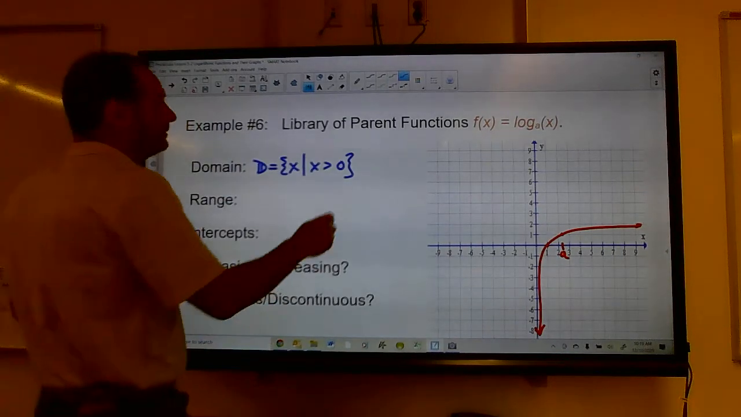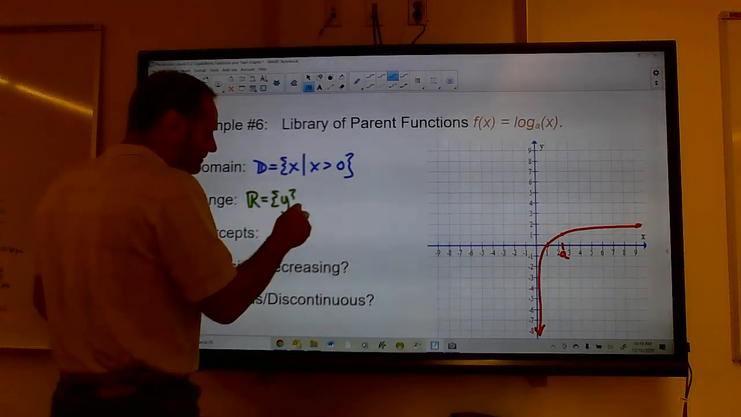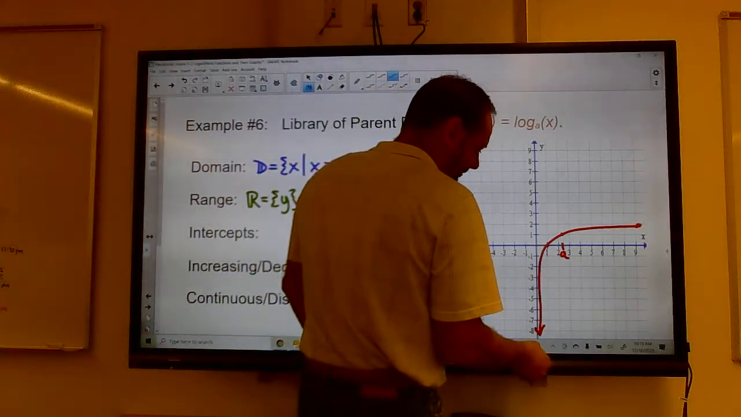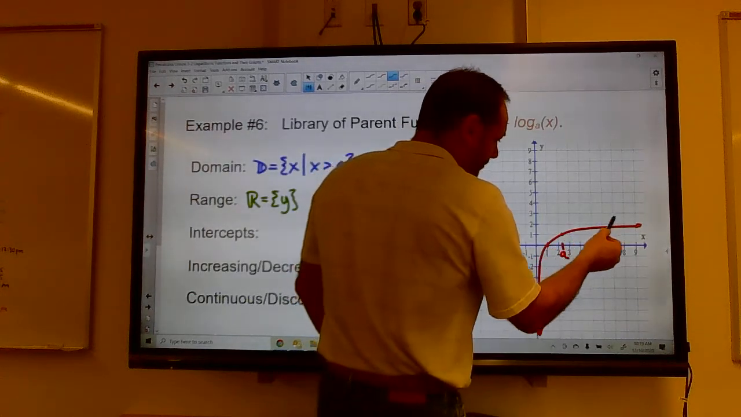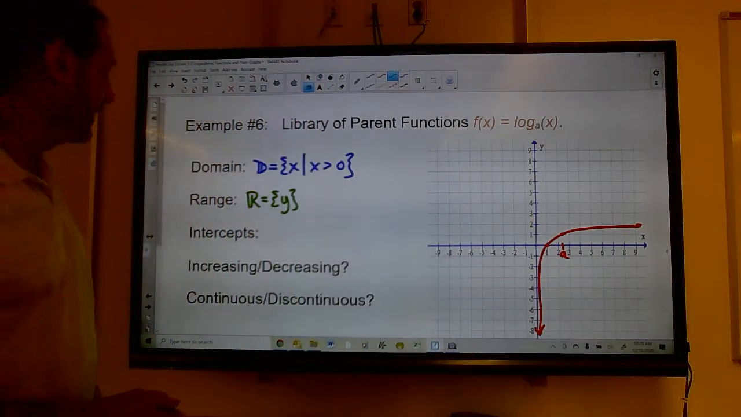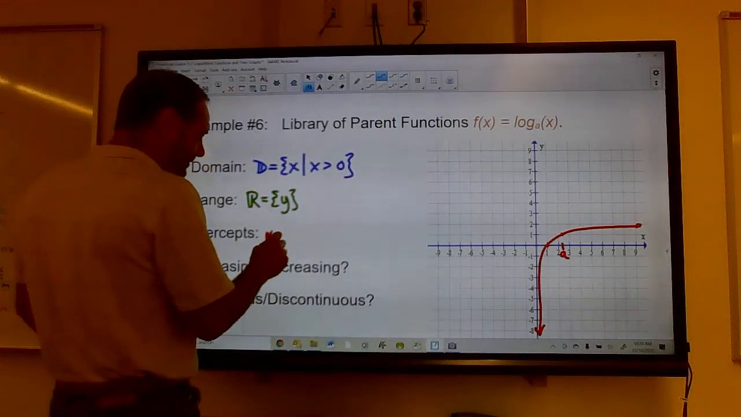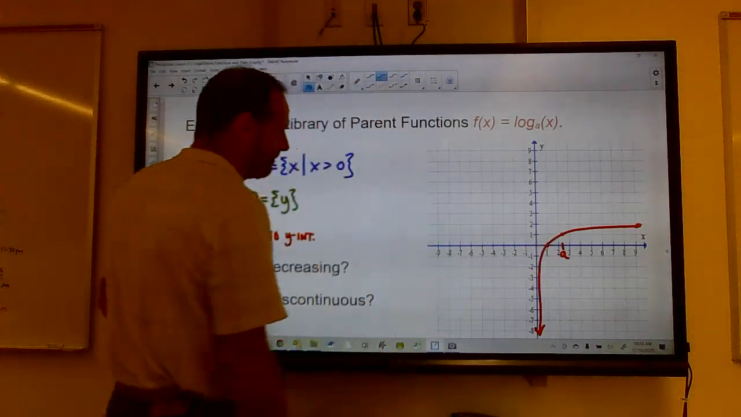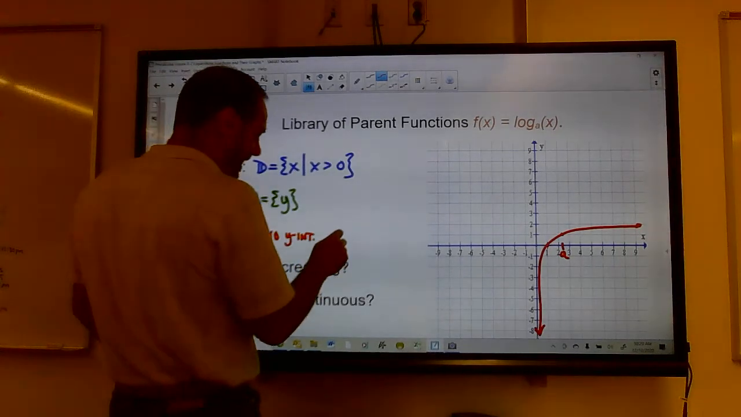What's the range? Well, the range is going to be all the y's. It's going to be all real numbers because it's going to have all the negative numbers down here. It's going to have 0 right here. And like I said, this will get as big as you want. It just takes a long time to get big. Okay? Intercepts. All right, this has no y-intercept ever, unless I move the equation over somehow. But it does have an x-intercept at 1, 0.